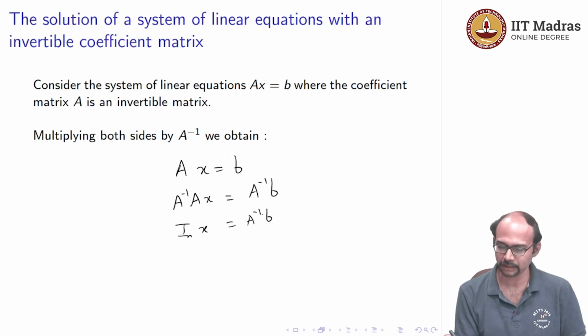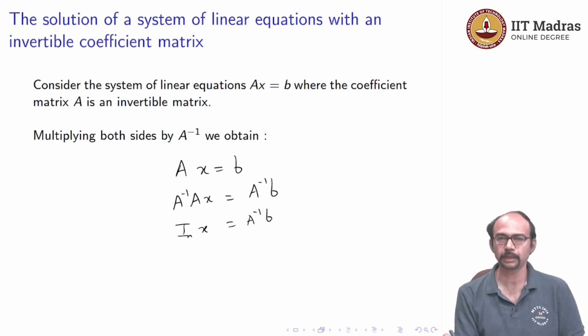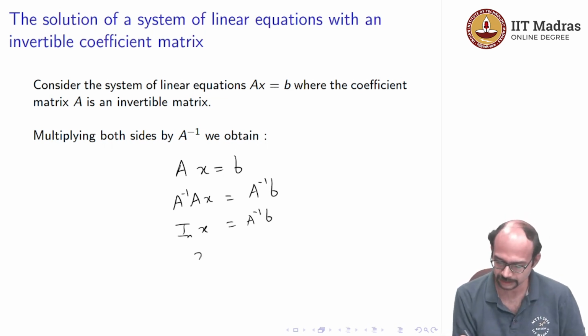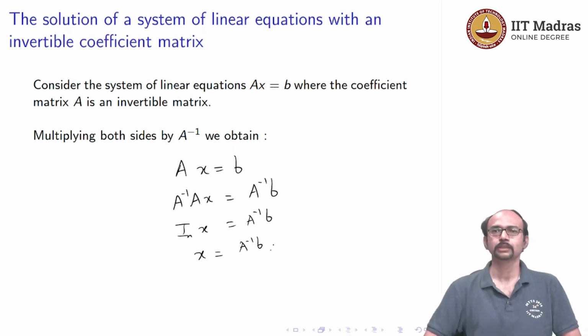So, the identity matrix times x is A inverse b, but identity times anything is that thing itself. So, identity times x is x. So, we get x is A inverse b. So, this is the solution. We wanted to find the solution, and here is the explicit form for the solution: x is A inverse b.